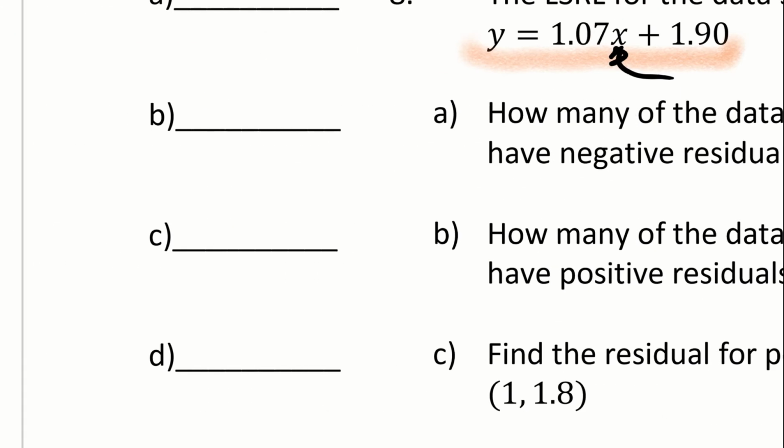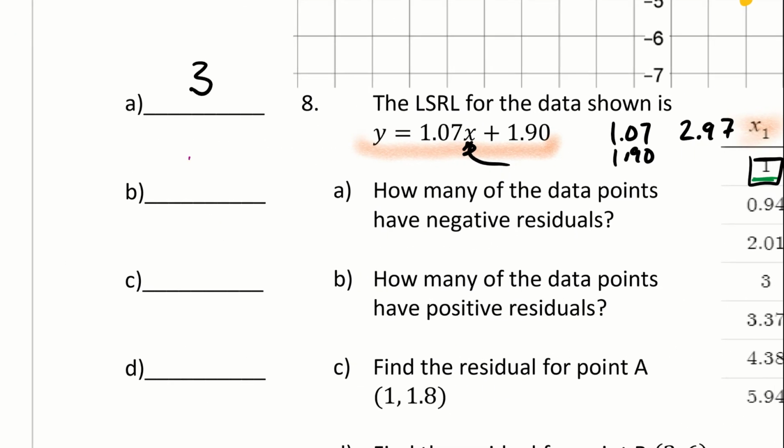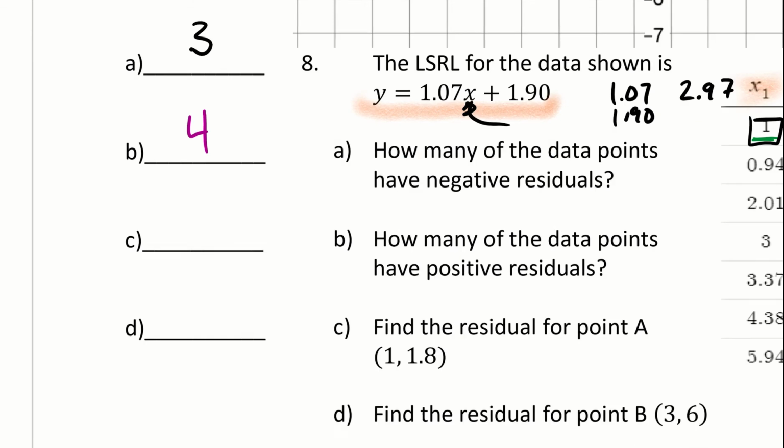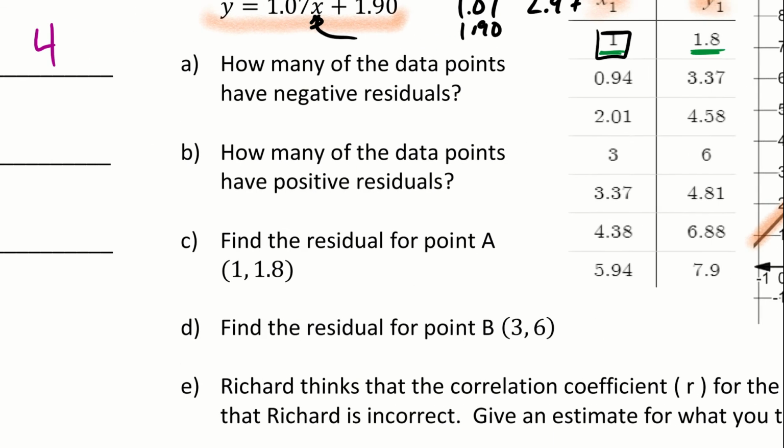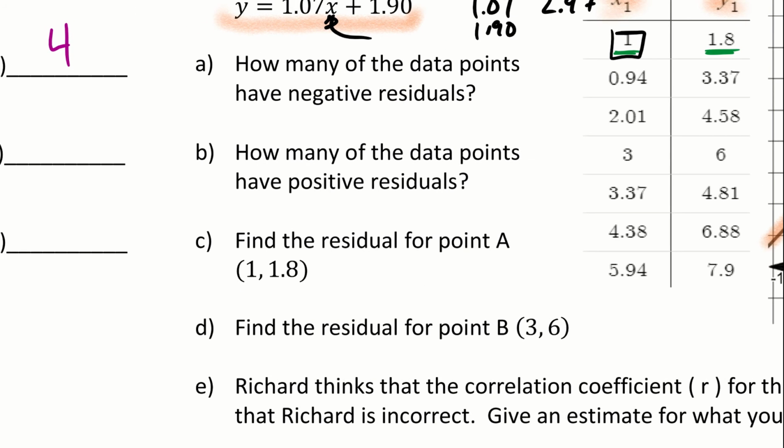So I will say four positive residuals. C, find the residual for point A. And point A has an x value that's 1, and the actual y value in the data table is 1.8. And when we did that, we found that the difference was negative 1.17.